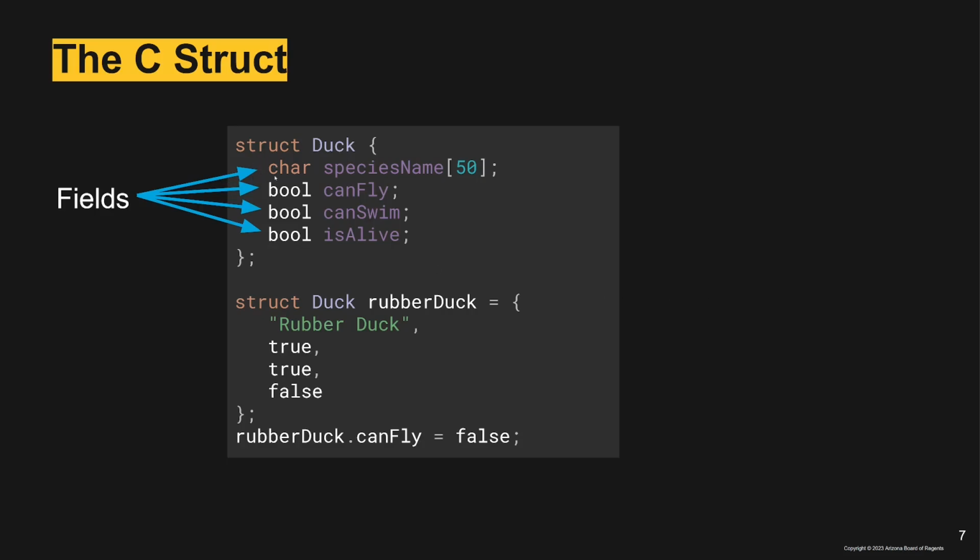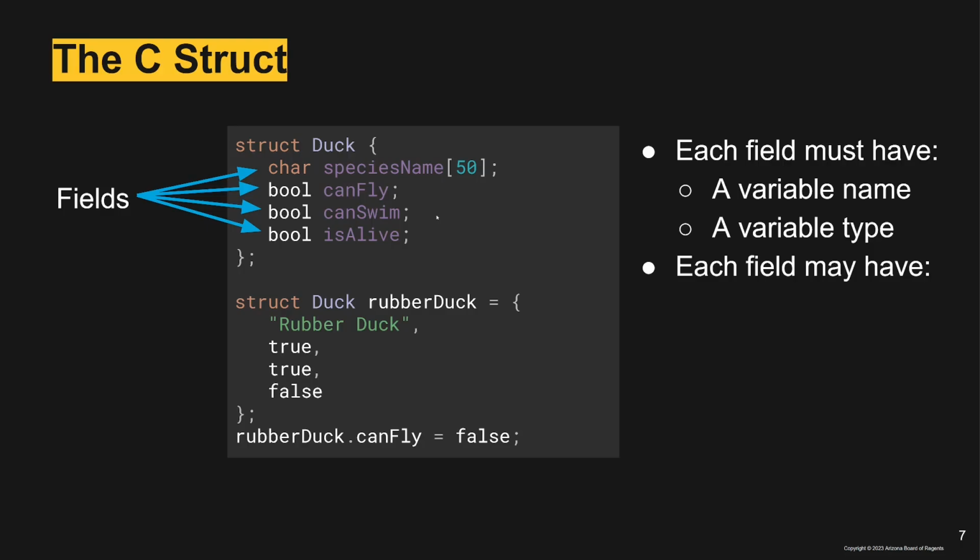These are fields within the struct. They have a variable type and a name, and each field must have both of those. In addition, a field may optionally have a value. What this means is not that you can set a value up here in the struct definition, but down here you can optionally give each one a value. It doesn't have to have a value when it's created.